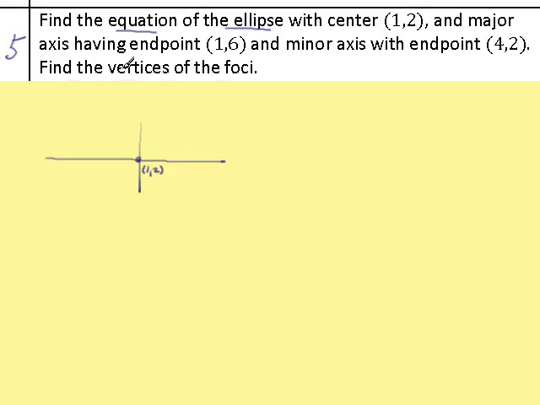Now it says that the major axis has endpoint 1, 6. So it's going to be above 1, 2. Okay, so it's actually 4 above. So there's 1, 6, right? 1, 6 is 4 units above 1, 2. All right, so that means that the bottom of the ellipse will be 4 below. This one's 4 above, 4 below. 1, 2, 3, 4. So it'll be right here. So just subtract 4. 2 minus 4, that's minus 2.